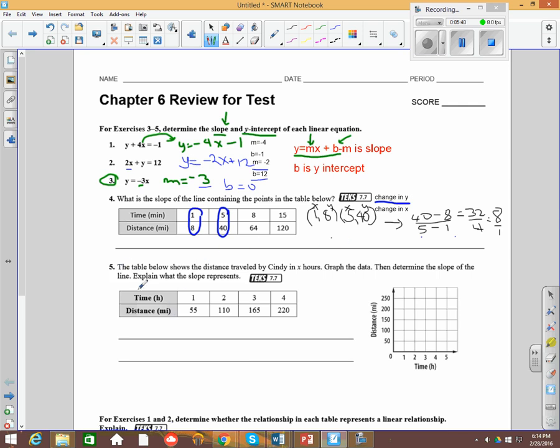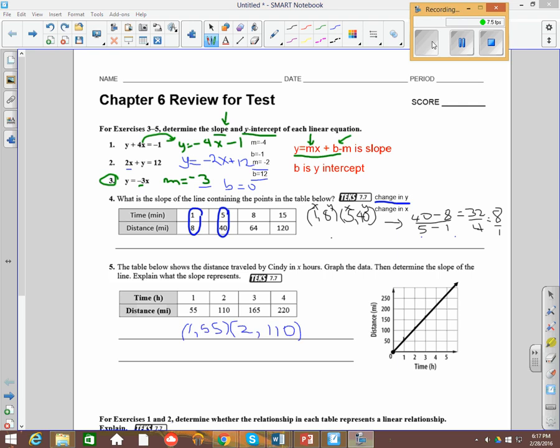Looking at number 5. The table below shows the distance traveled by Cindy in x hours. Graph the data, then determine the slope of the line. Explain what slope represents. Okay, now I've read the problem. I went ahead and graphed it, and I wrote my coordinates: x is 1, y is 55, and x is 2, y is 110.